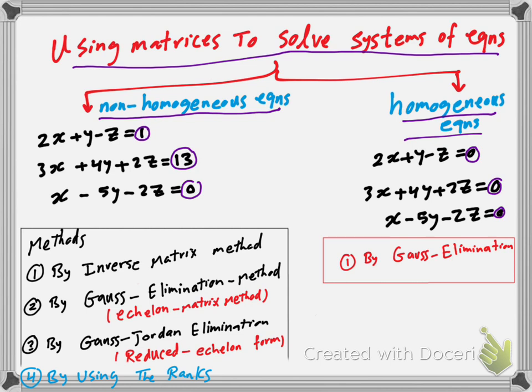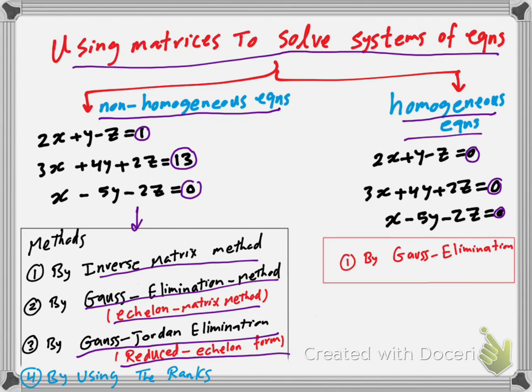Anyway, to solve the non-homogeneous equation, we have many methods. The first one is the inverse matrix method. We also have the Gaussian elimination method, which you can also rename the echelon matrix method. Another method is called the Gauss-Jordan method or elimination method, which you can also rename the reduced echelon method.